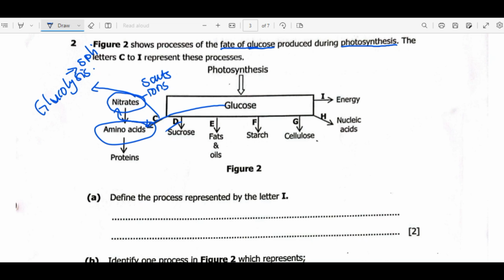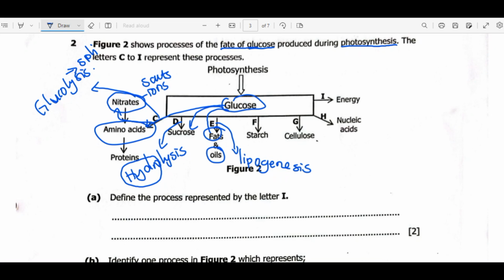Now what of process D? In process D, we are looking at glucose changing into sucrose. So this process is hydrolysis. Hydrolysis is the breaking down of glucose to form sucrose in the presence of water. The reason we say there is water is because of the prefix hydro. Then process E is the process where glucose changes into fats and oil. Why do we need fats and oil? Fats and oil store energy for later use. This process of changing glucose into fats and oil is known as lipogenesis.